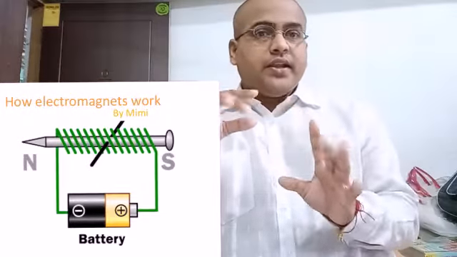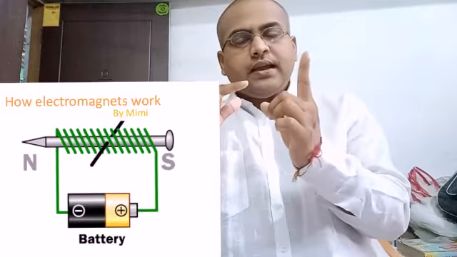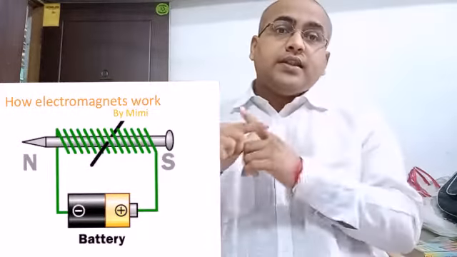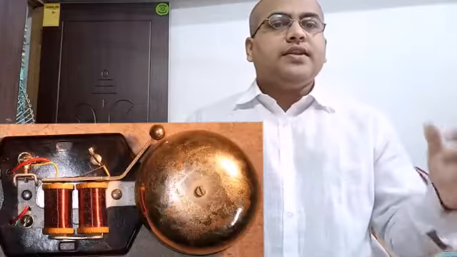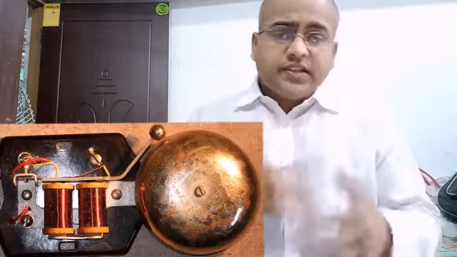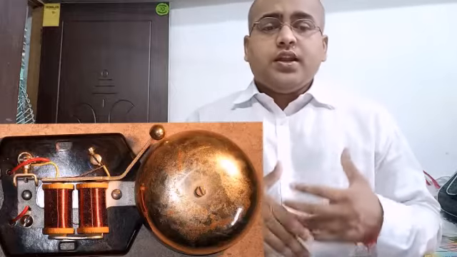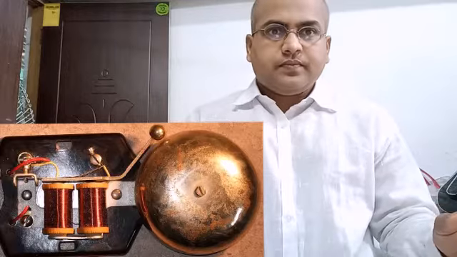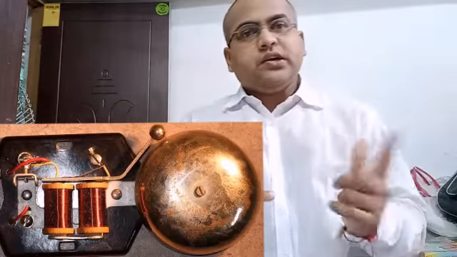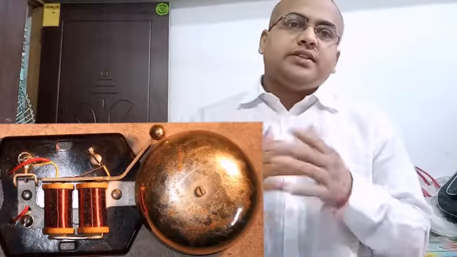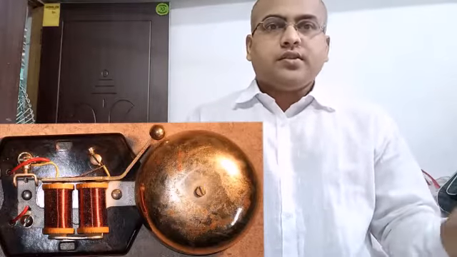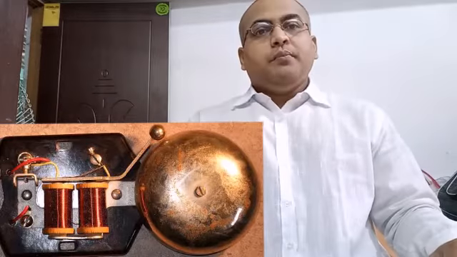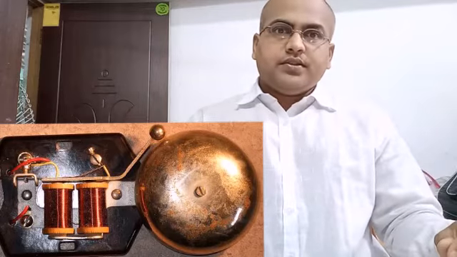So when there is no magnetic effect, the strip hits the gong and again comes back to the screw, and again it touches the screw, again the circuit is completed, again the current starts flowing, and again it hits the gong. So this action is repeated in quick succession. This is the way the electric bell keeps on working.